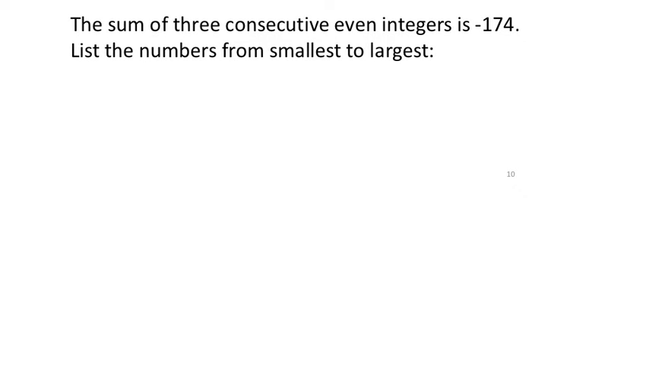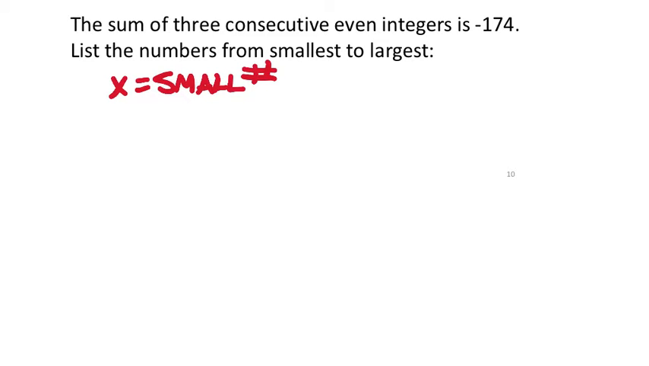Here we go. The sum of 3 consecutive even integers, that's important, is negative 174. Now this is negative, so we got to be careful on that too. List the numbers from smallest to largest. So for me, once again, I'm going to say that x is the smallest number. Is writing smallest that much more writing? It is for a math person, sorry. So here we go. X is the smallest number.